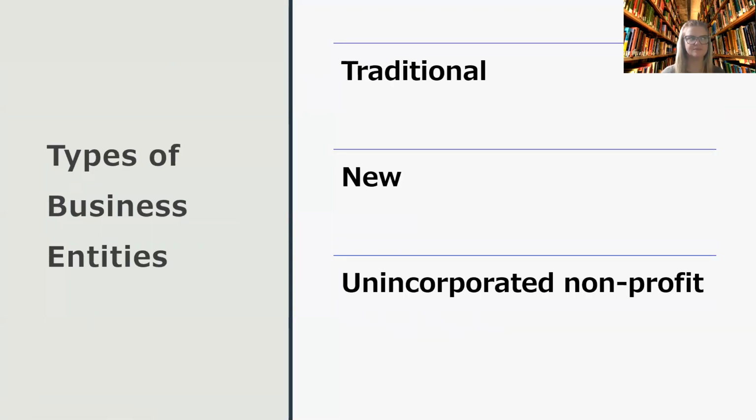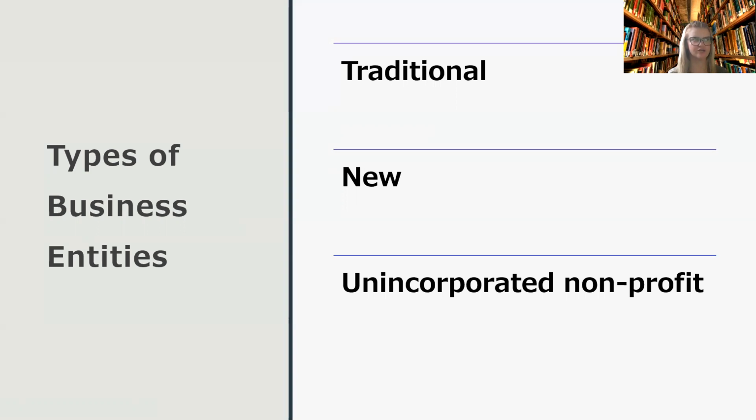Okay, let's look at types of business entities. First we have traditional entities. Now, there are several types of these. The first is a sole proprietorship. This is a business that is owned and operated by an individual who has full authority and responsibility for all business decisions. So the sole proprietorship is one business, one person running the show.